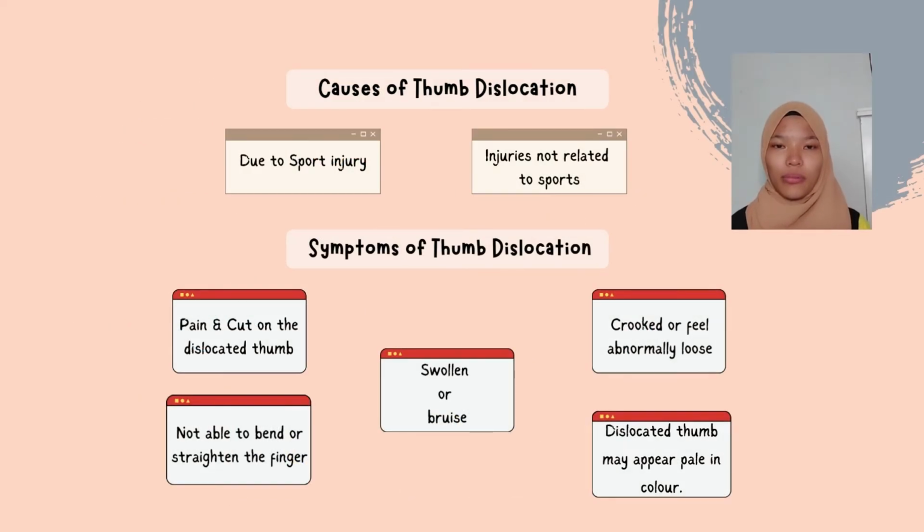The causes of thumb dislocation consist of two. First, injuries during sport, such as a fall, or an accident or collision during contact or high-speed sport. Second, injuries not in sport, such as vehicle incidents. The symptoms of thumb dislocation are when the victim feels the thumb is crooked, swollen, bruised, or cut. Moving the dislocated thumb is extremely painful and feels abnormally loose or unstable.